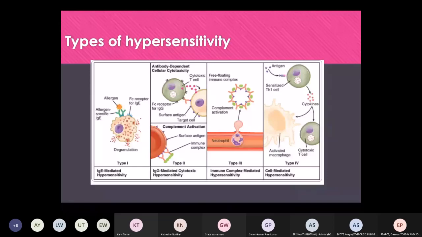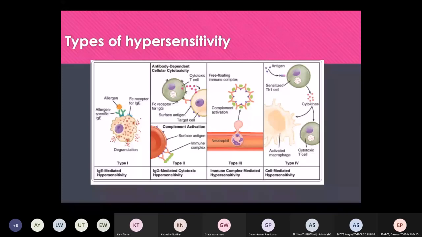Type 2 is activation of the complement system. So you've got surface antigens and immune complexes involved in this one. And then slightly different from this is type 3. In this one, rather than single surface antigens, you've got this free floating immune complex, so a collection of antibodies in a ring formation.